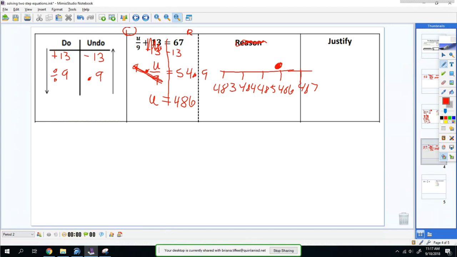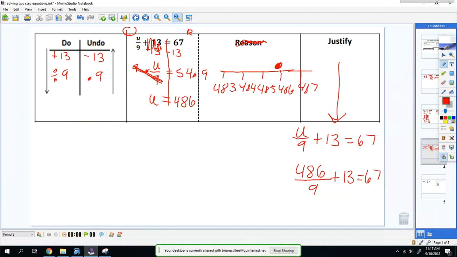So now let's justify it. The way we justify it, I'm just going to show my work down here. We have u divided by 9 plus 13 equals 67. I am saying the answer is 486, so my u equals 486. So we're going to take the u out and put 486 in, and then solve it to see if it's true.